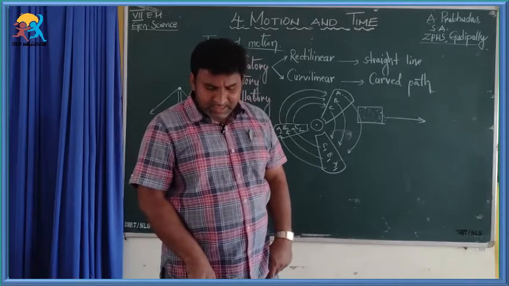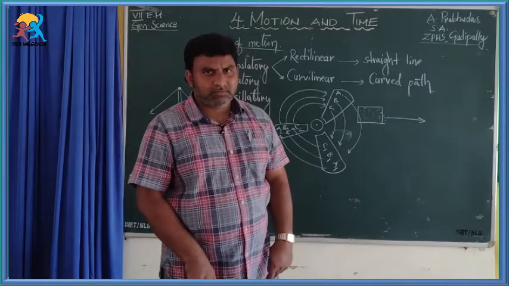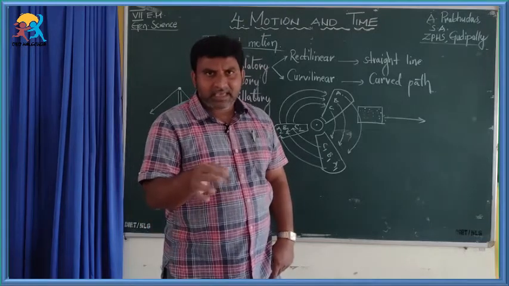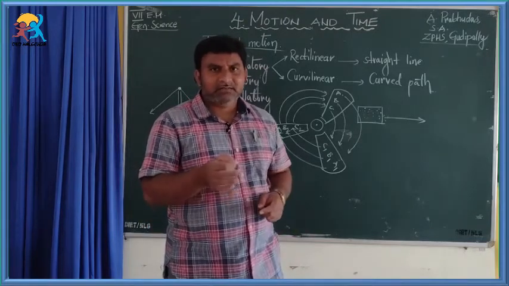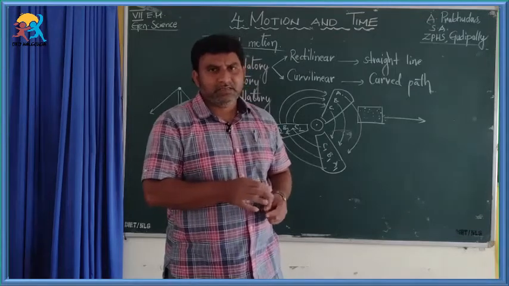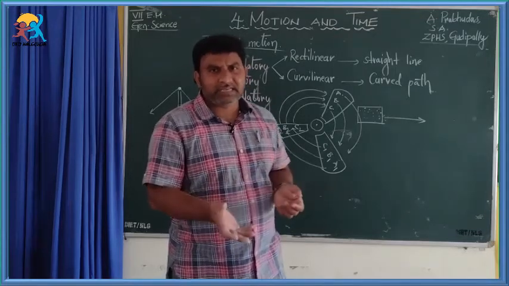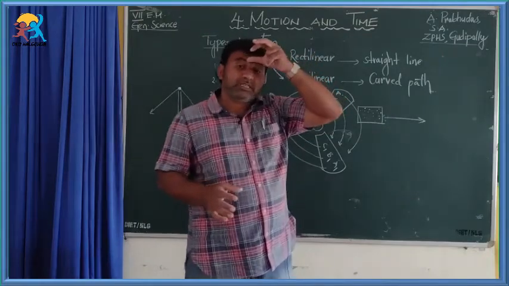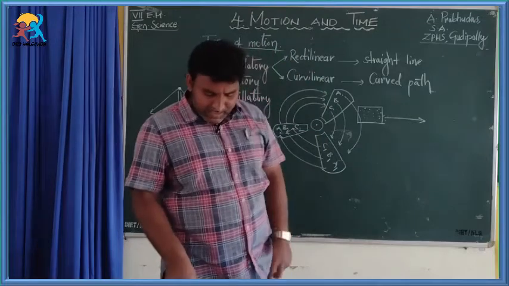Motion of coins on a carom board. If you flick a carom coin, it moves almost in straight lines. So, an object moving in a straight line has rectilinear motion, which is a type of translatory motion.